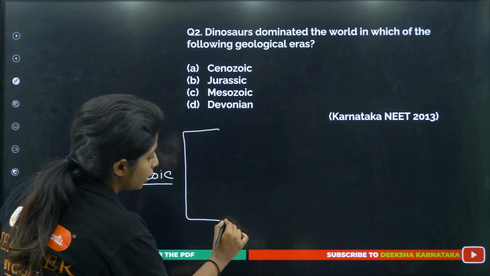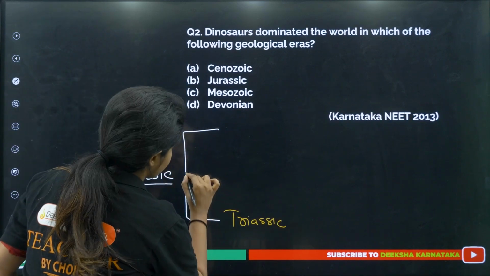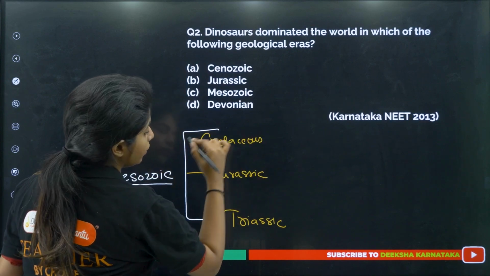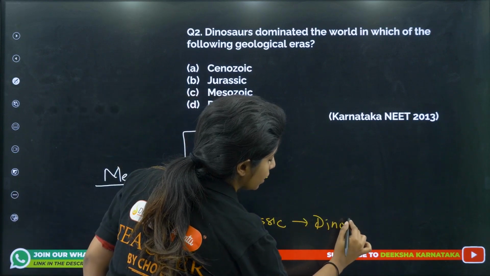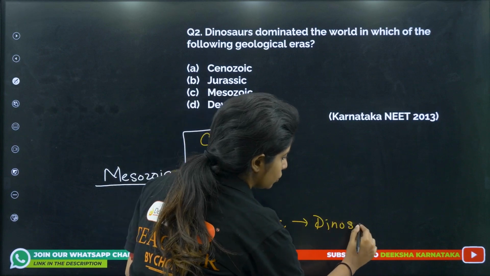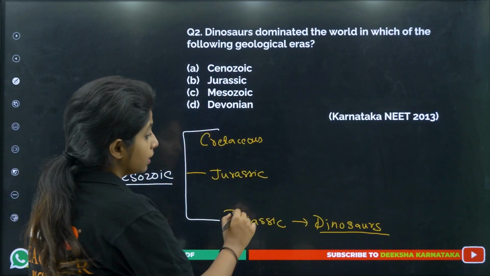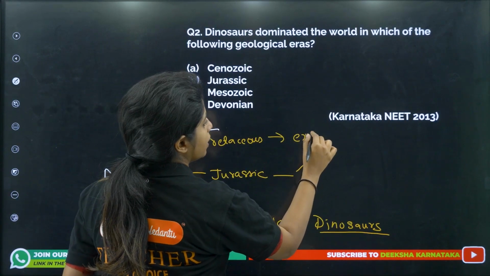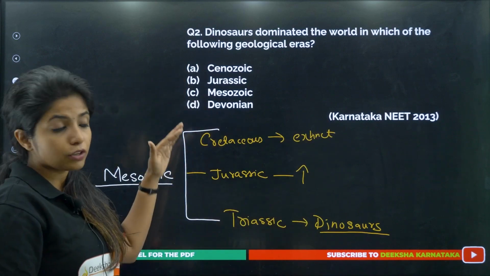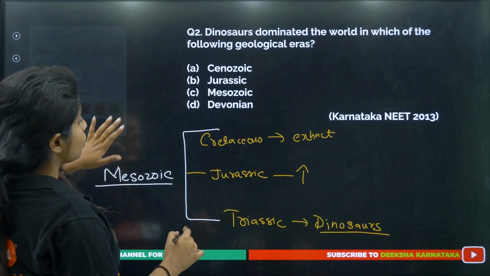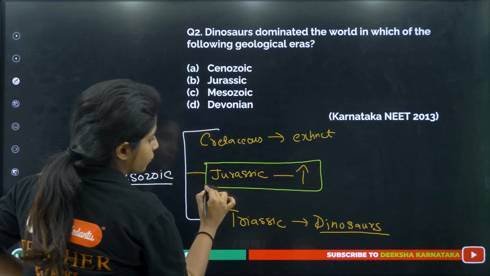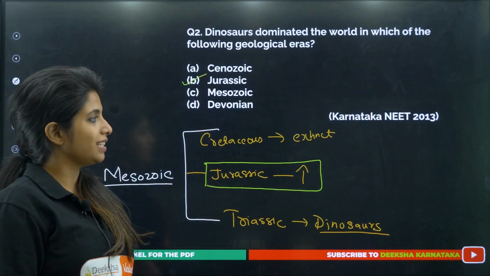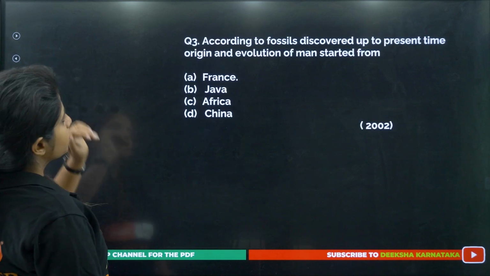So the Mesozoic era I can divide again into the Triassic period, then the Jurassic period, and then the Cretaceous period. Over here, this is the time when the dinosaurs appeared. They kind of dominated the earth during the Jurassic period, and then in the Cretaceous period they were about to go extinct. So this was the Mesozoic era in which all of this happened. But what was the phase where the dinosaurs were dominating, children? That is the question. So it would be the Jurassic phase. This is the question from Karnataka NEET 2013 yet again. Going ahead, we have question number 3.